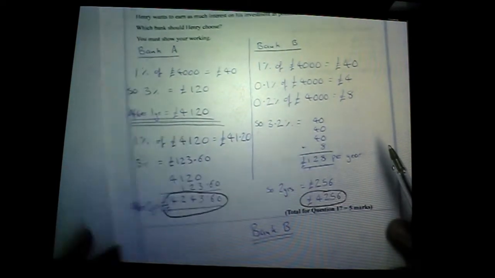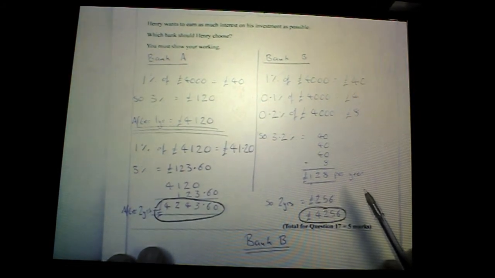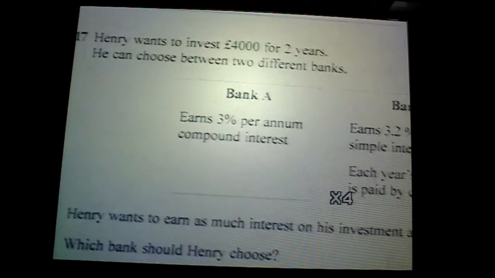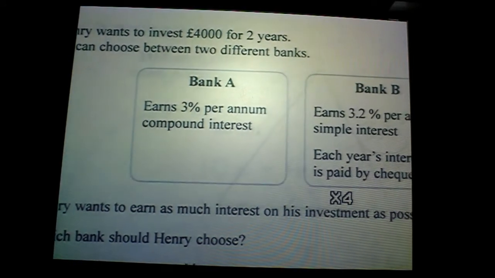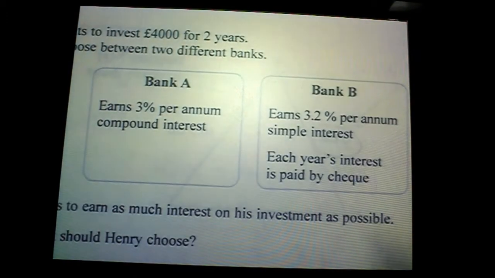This is very nasty and fiddly, but I'll leave that there and try and talk you through it. Henry wants to earn as much interest as possible on his investment. He invests £4,000 for 2 years. He can choose 2 different banks. So Bank A, let me show you this in case you don't have the exam paper, earns 3% per annum compound interest, and Bank B 3.2% per annum simple interest.